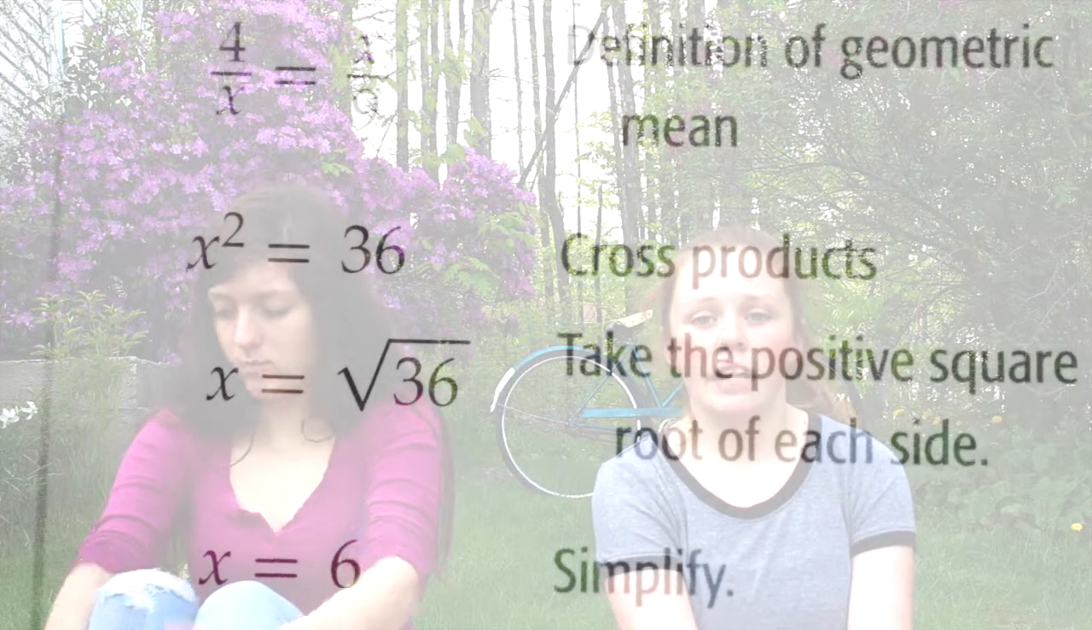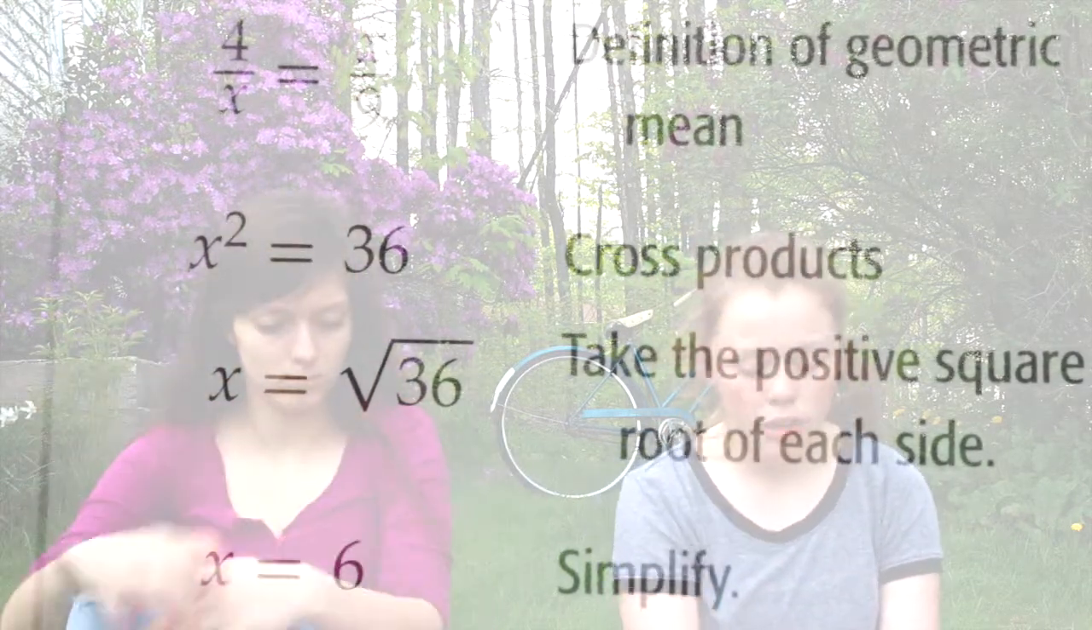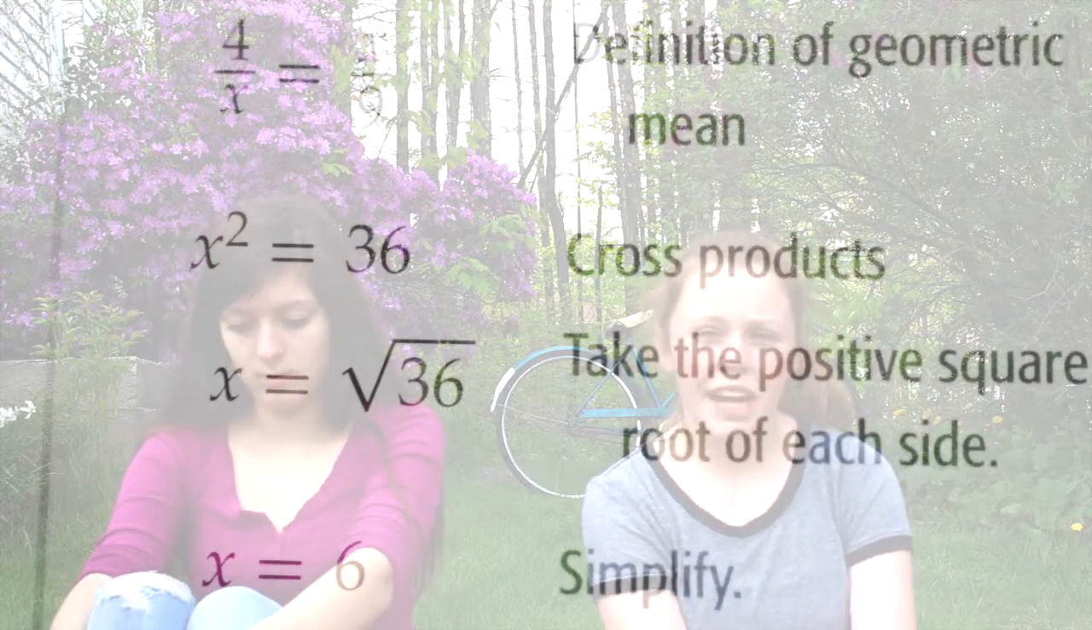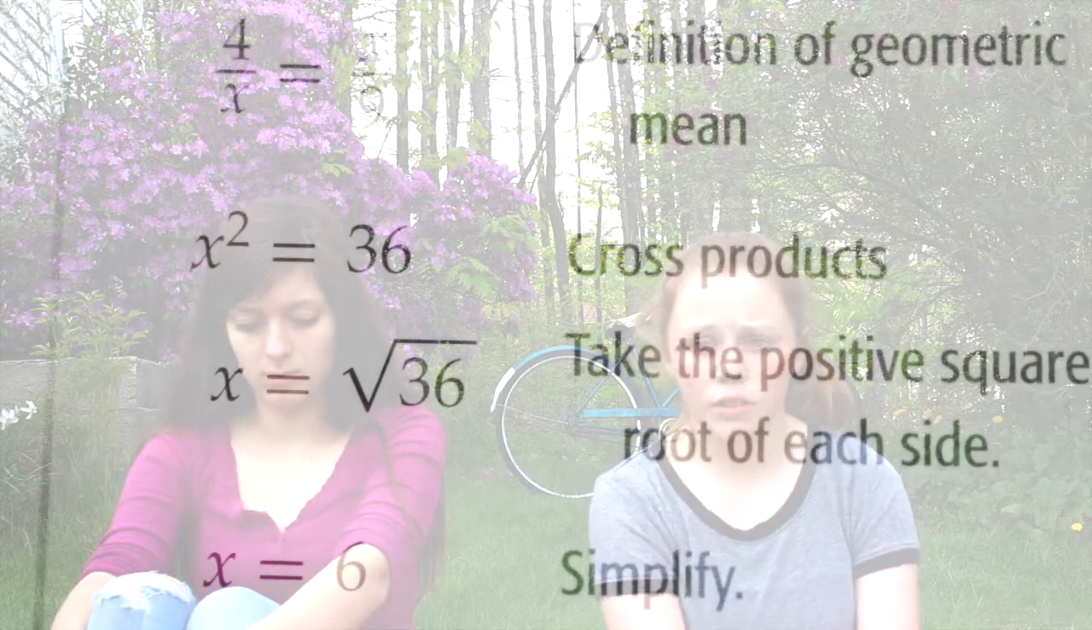The geometric mean between two numbers is the positive square root of their product. The geometric mean between 4 and 9 is 6. If 4 over x is equal to x over 9, then we can cross multiply and get 36 is equal to x squared. If we take the square root of both sides, we get x is equal to 6.